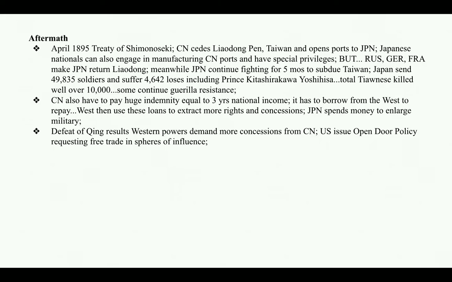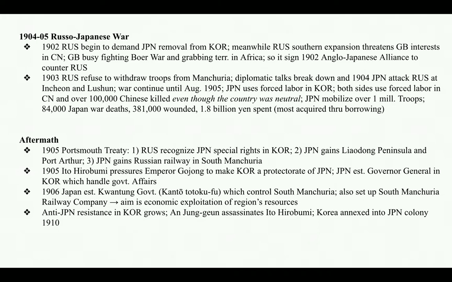And then also, as a result of the Qing defeat in that war, Western powers began to demand more concessions from China, as I mentioned, while the U.S. insisted on its open-door policy, requesting free trade from the Western powers in their various spheres of influence.